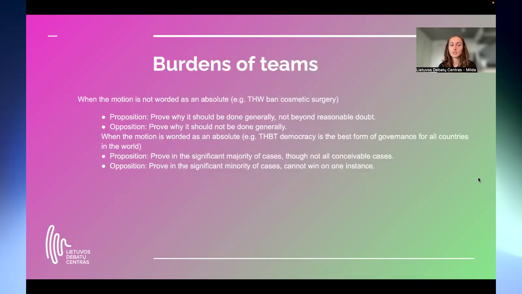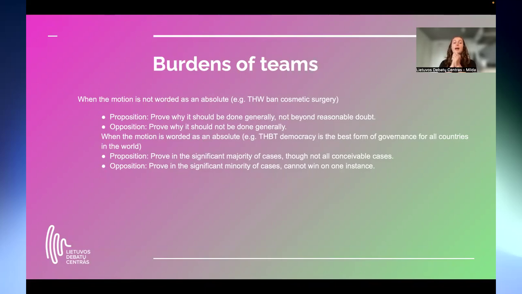What are the burdens of teams? When the motion is not worded as an absolute, proposition has to prove why it should be done generally, not beyond reasonable doubt. And opposition should prove why it should not be done generally.